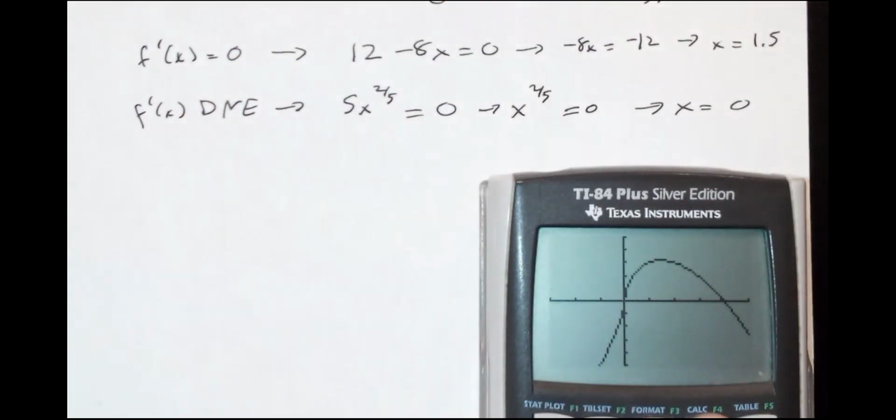And at 1.5, I'm at that local maximum. It worked. I was able to find my critical numbers and use them to identify my extremes. How do I know these are the only extremes possible?